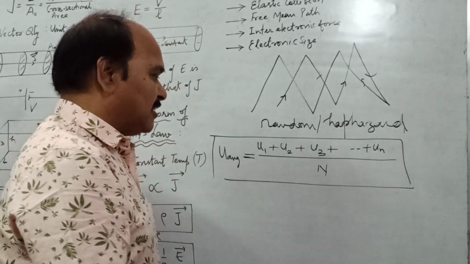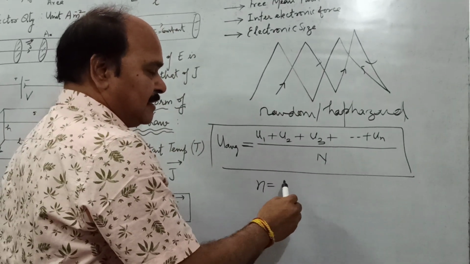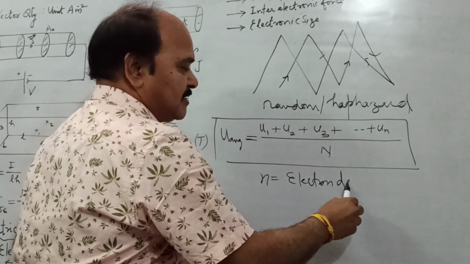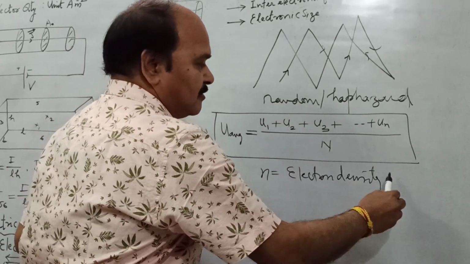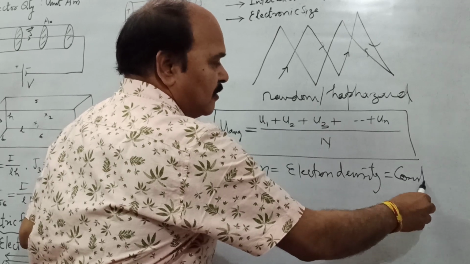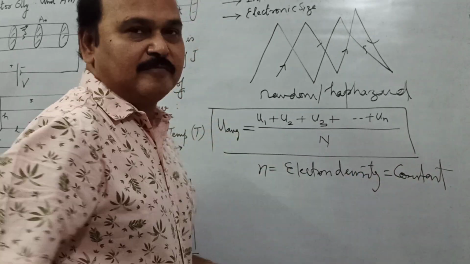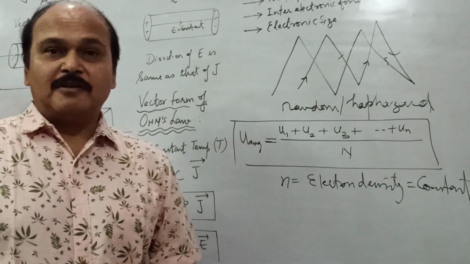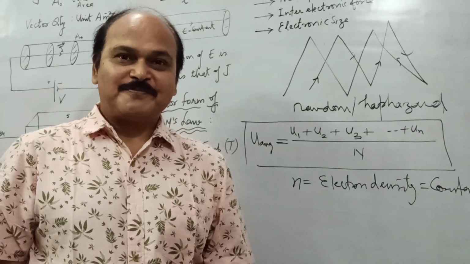Average density of the electrons, N is the electron density. That electron density remains constant and the distribution of electrons throughout the volume of the conductor remains uniform. But that is what we say as the average velocity of all the electrons is 0.